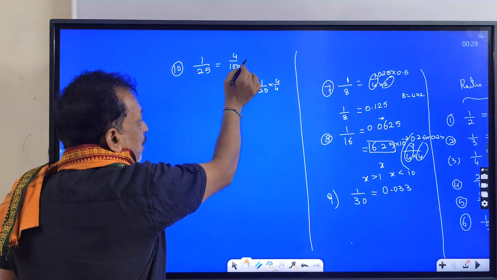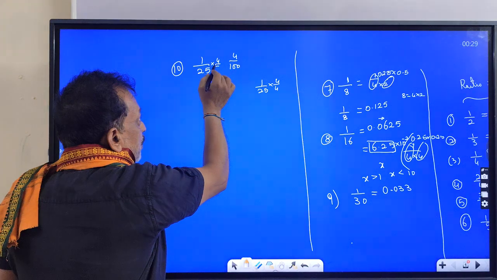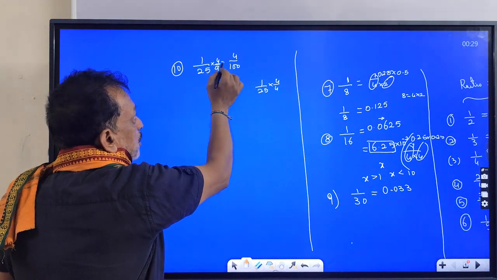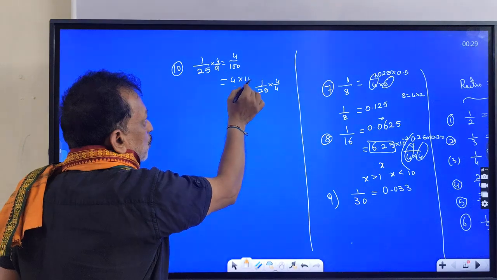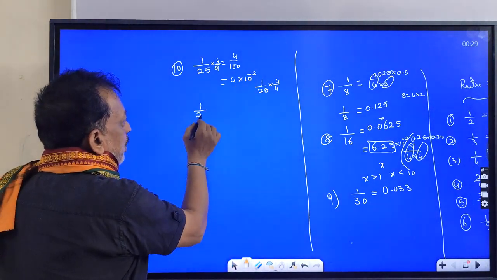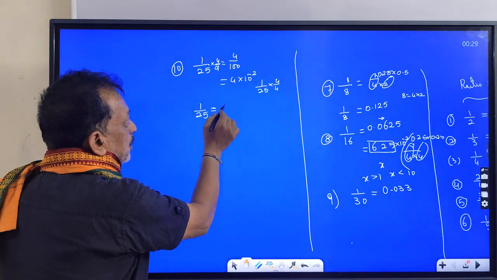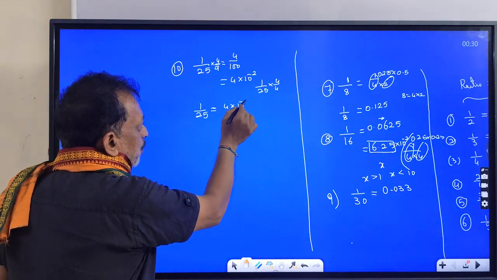So I'll write it directly. I'm giving the value: multiply and divide with 4, then that is equal to 4 by 100, which is equal to 4 into 10 to the power of minus 2. That means 1 by 25 is equal to that. If you know this immediately, your calculation will be very quick and easy while doing problems.